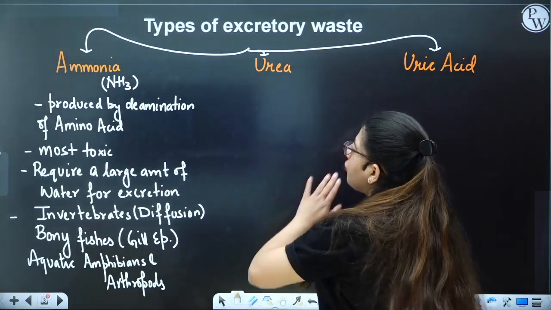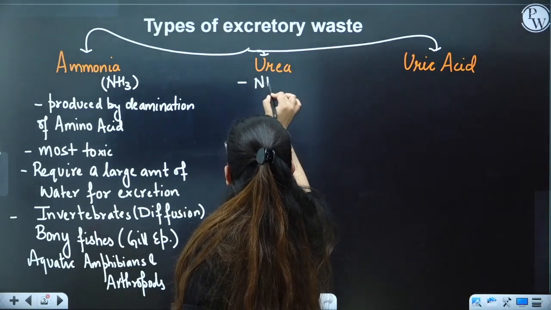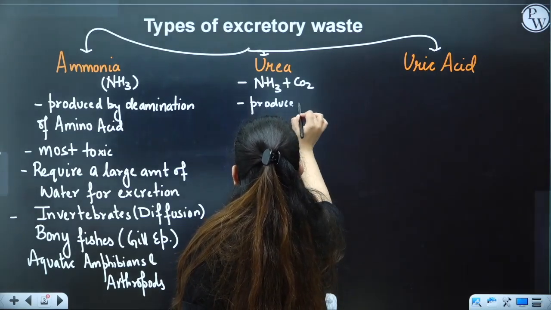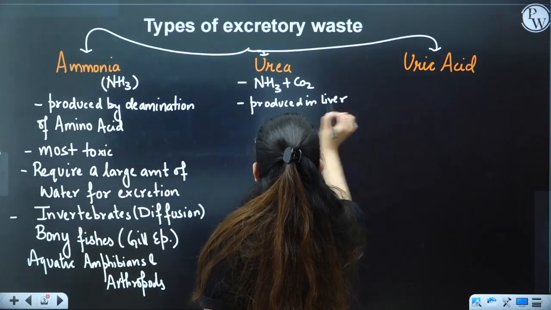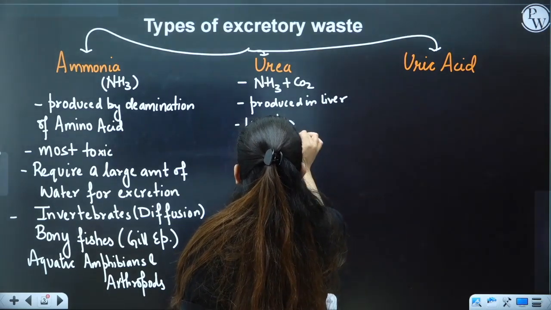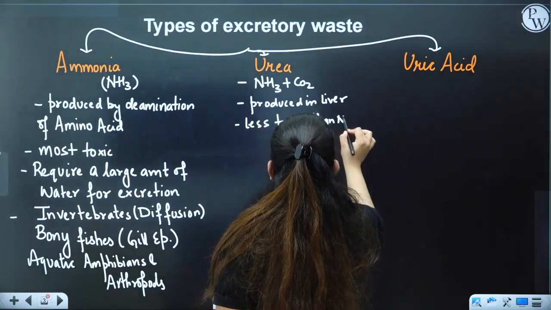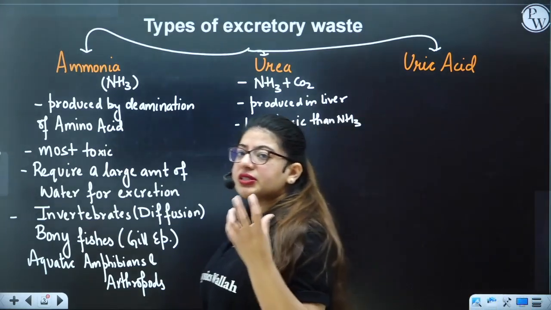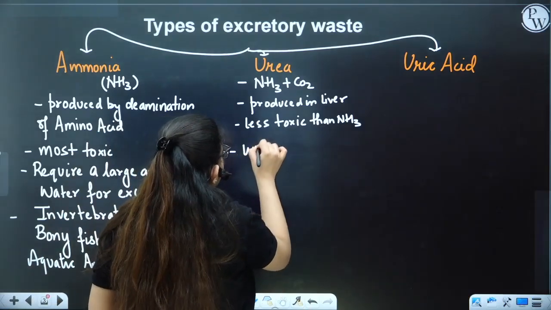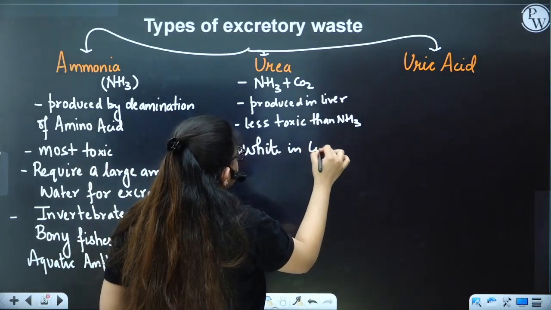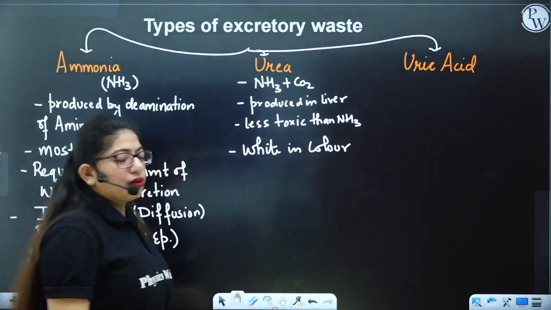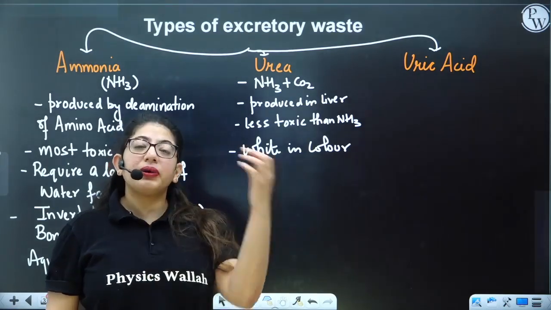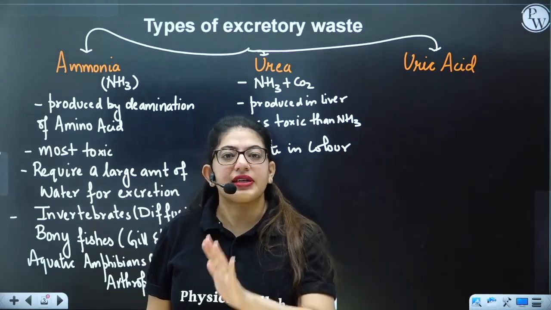Fine. Next, we have urea. Urea is produced by the combination of ammonia and CO2 in our body in the liver. It is less toxic than ammonia, so definitely it will require less water for its removal. If I'm talking about urea, what is its color? It's white in color and crystalline. Okay, so it's removed from your body through which organ? Through the kidney. The urea is produced in the liver, but in our body the kidney helps in its removal.